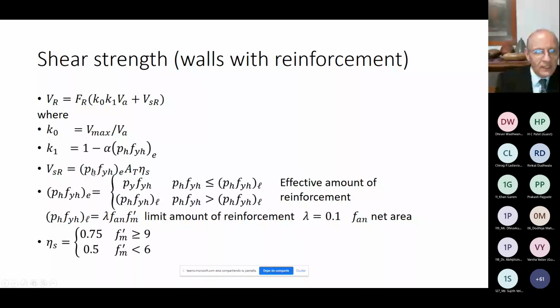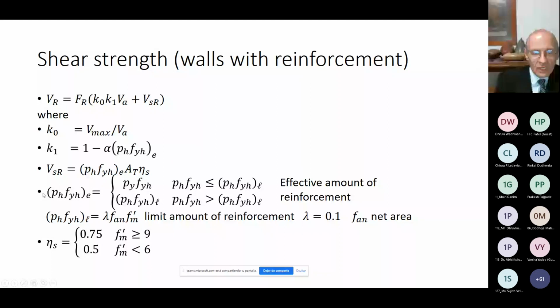But this one is the effective amount of reinforcement. If the amount of reinforcement is less than the limit, then you can use as effective the amount of reinforcement included in the wall. But if the amount of reinforcement is greater than the limit, then you should use the limit. Because as we have seen, if you put more than the limit, then you cannot increase the shear capacity of the wall. So you take this limit.